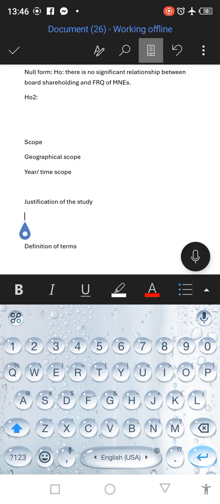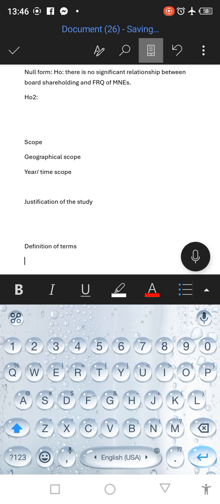And then we move to the definition of terms. When we're talking about definition of terms, your topic is made up of terms, terminologies. From your dependent variable to your independent variables, they all consist of terms, terminologies that formulate your topic. And all these things, you are going to define them.